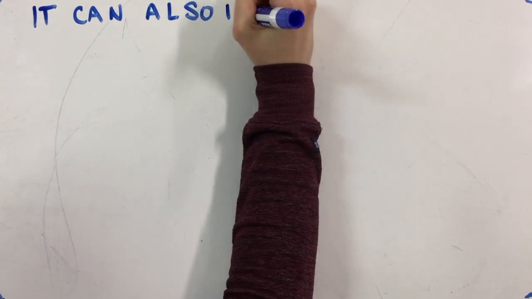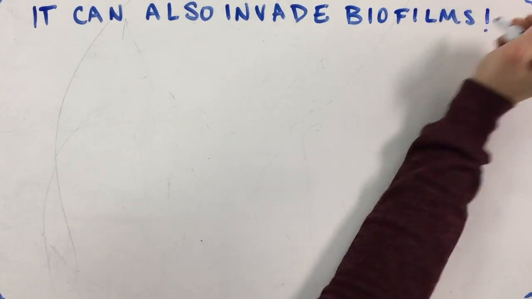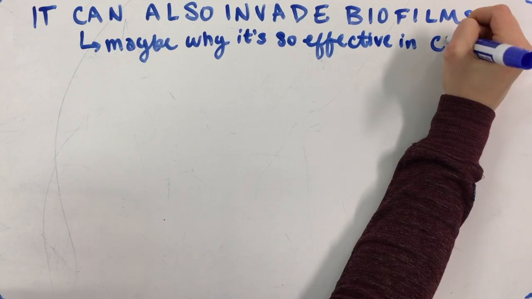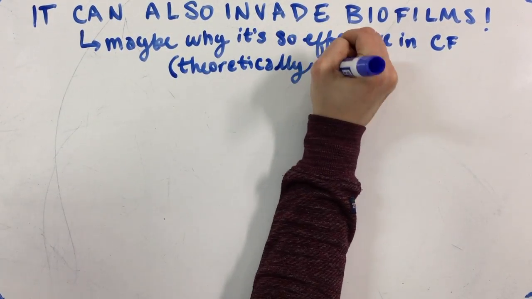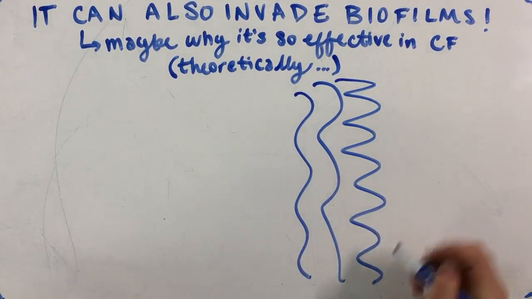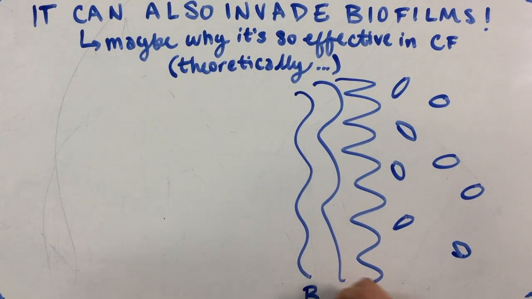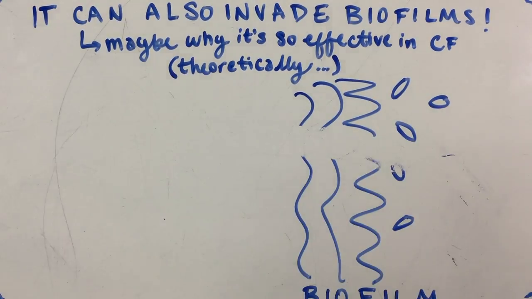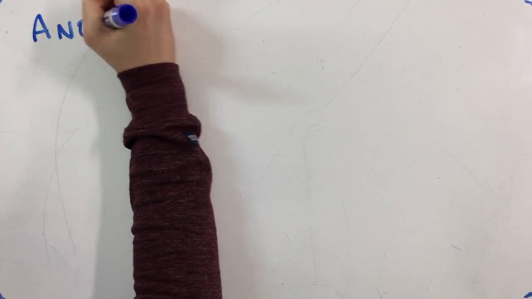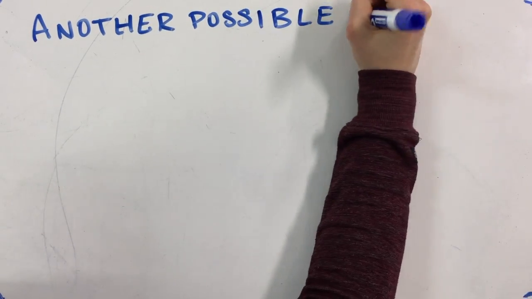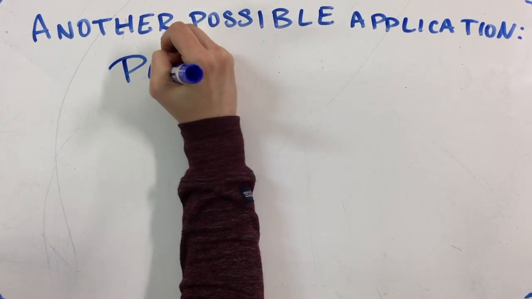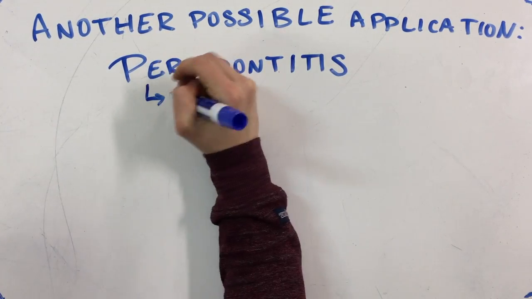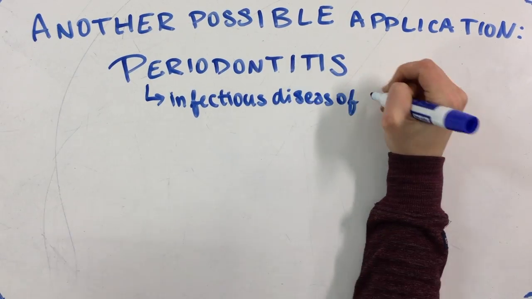BV also has the ability to invade biofilms, which is another reason why we think it would be so good for CF treatment, where the lungs are highly colonized with polymeric bacteria-filled matrices that are penetrable by BV, but are not penetrable by normal antibiotics that are typically used. This also makes BV super useful for infections in the mouth, such as periodontitis, since it's able to penetrate the dental biofilm to treat the bacteria itself.